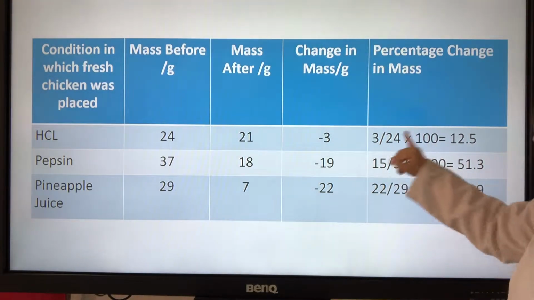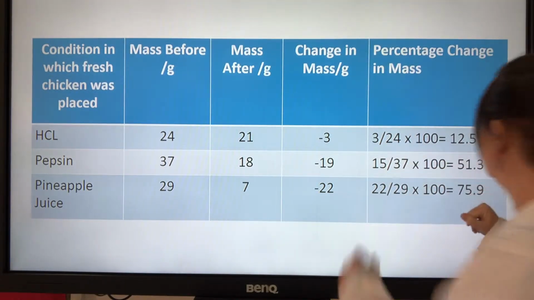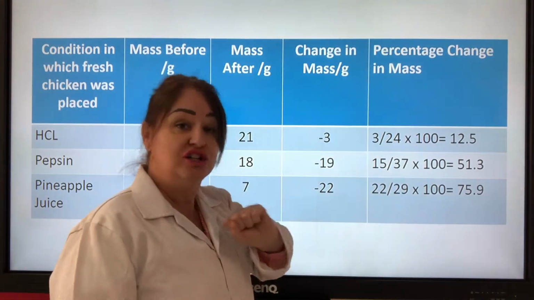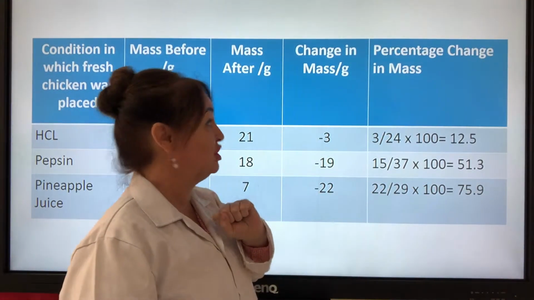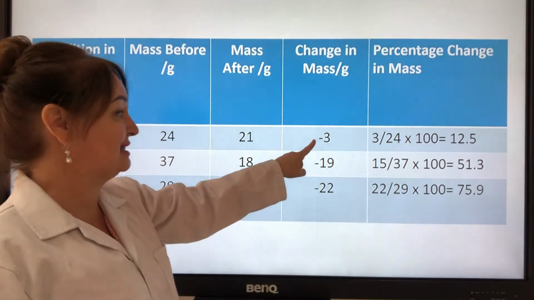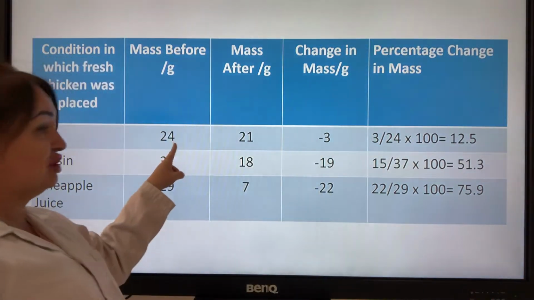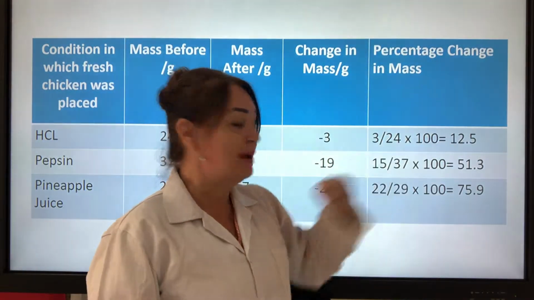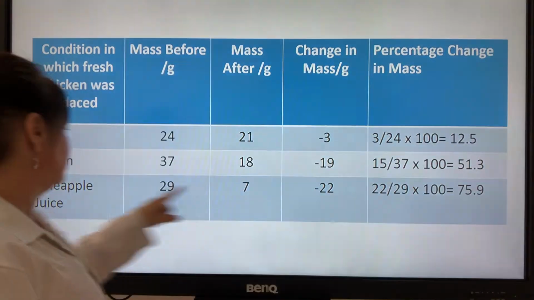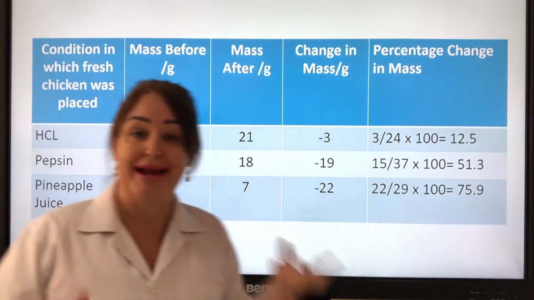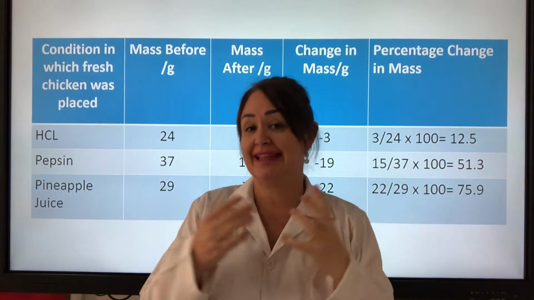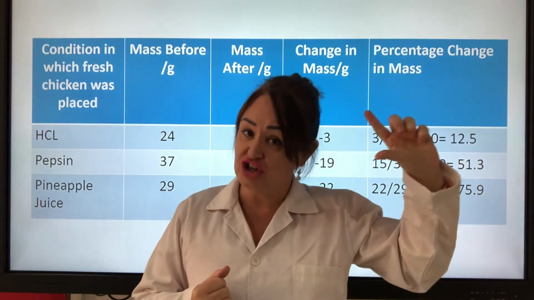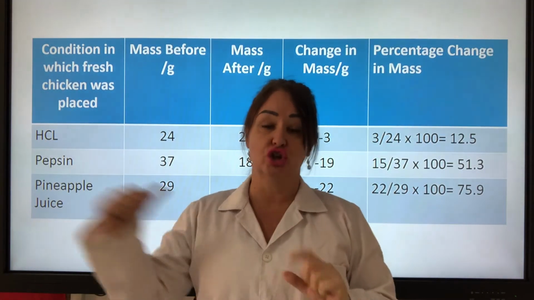On here, you wouldn't include this information on a table. You would just include the final information here. But I've included it so you can see how we've worked it out. We've looked at the change in mass, divided it by the original mass, and times it by 100. Now, when we look at these figures, we get a very, very different picture. This was the one in the pineapple juice. We might expect that because the pineapple juice had the enzyme and the correct pH. The other ones had either just the enzyme or just the acid.